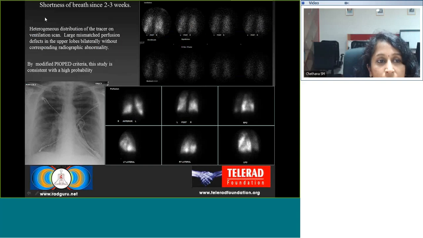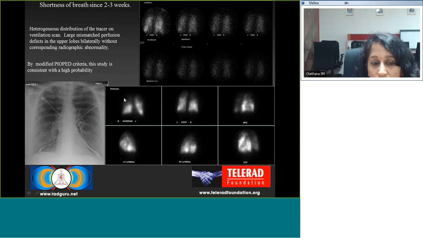Next patient, shortness of breath since 2 to 3 weeks. This is just the radiograph of the patient, quite normal, no abnormality. And these are the ventilation images. Ventilation images demonstrate heterogeneous distribution of the tracer. And these are the perfusion images.